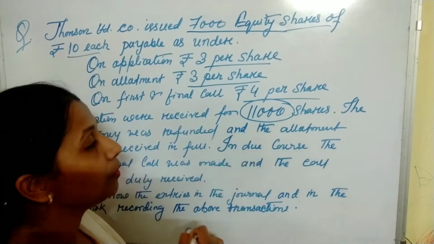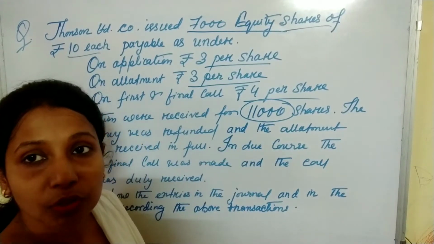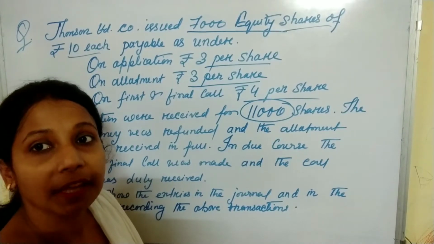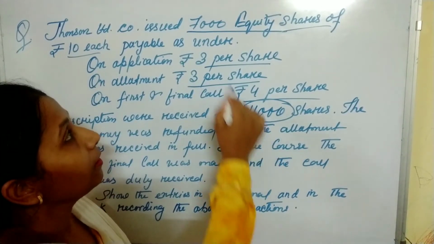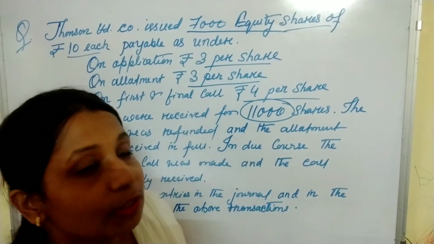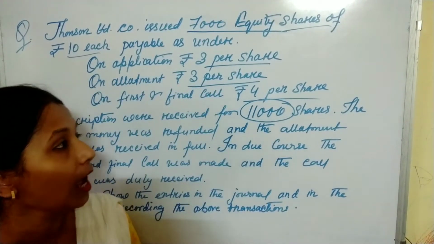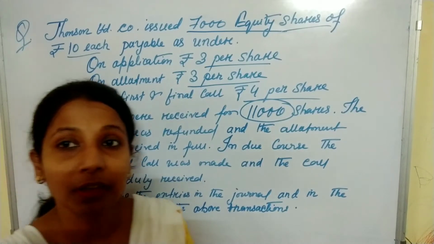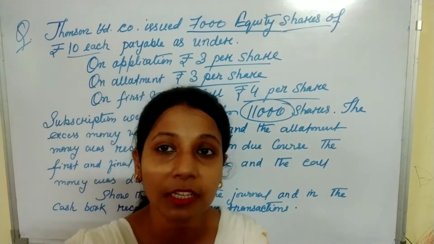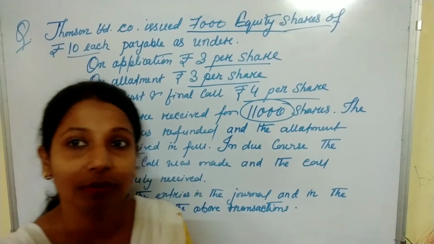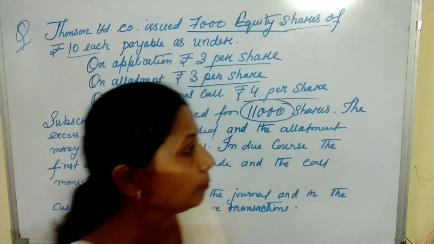Now what does it mean? That the public has subscribed more shares than actually offered by the company, and this is a case of what? Oversubscription. When the public applied for more shares than actually offered to them by the company, it is a case of oversubscription.